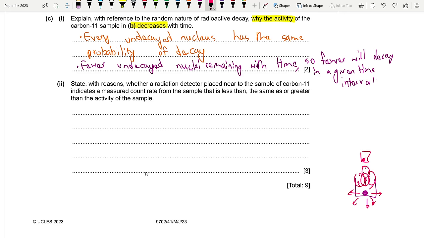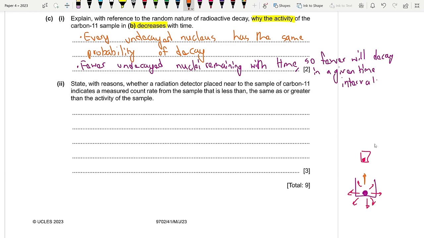Also, what else? There might be a dead time of the counter, which is a problem with the instrument. And there are other points, okay? And some might be absorbed within the air before reaching the counter. Those are other common points, right? So let's write down the answers.